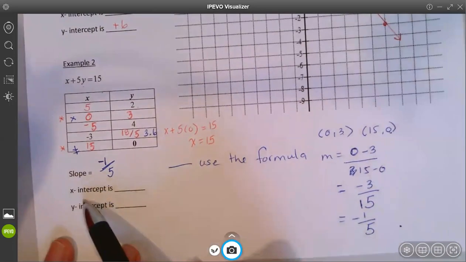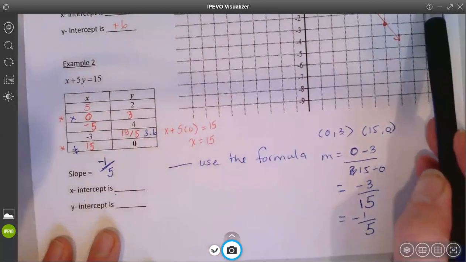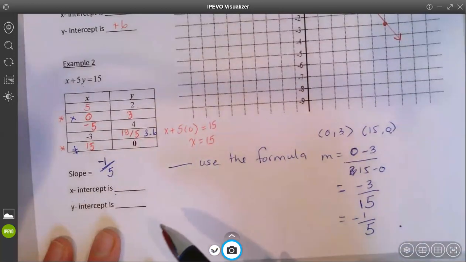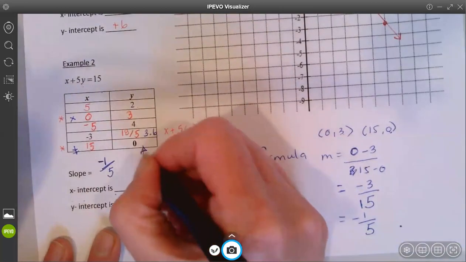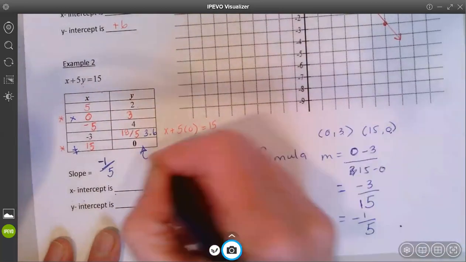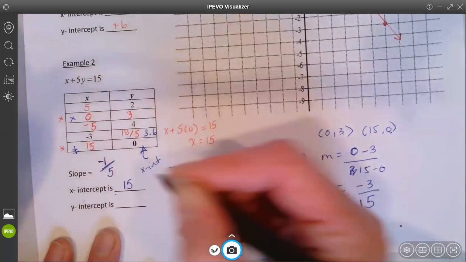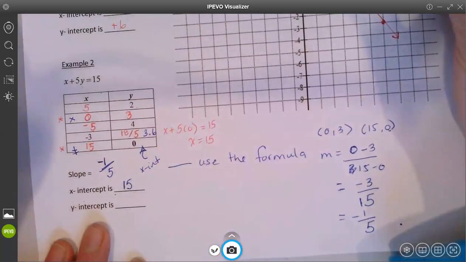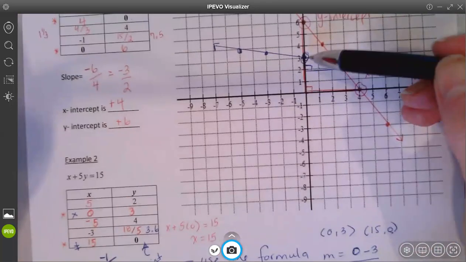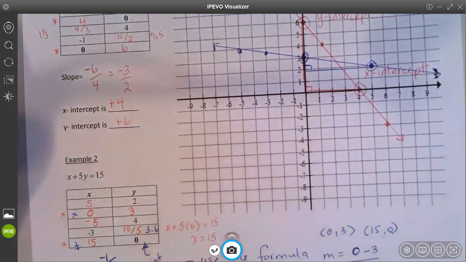So the x-intercept occurs when our graph crosses the x-axis. We can't see it, but we know that when the line crosses the x-axis, the corresponding y value is 0. So that means this point here is the x-intercept. The x-intercept occurs when our x value is 15, and the y-intercept is when our graph crosses the y-axis, and it crosses the y-axis at 3. So the y-intercept is +3.